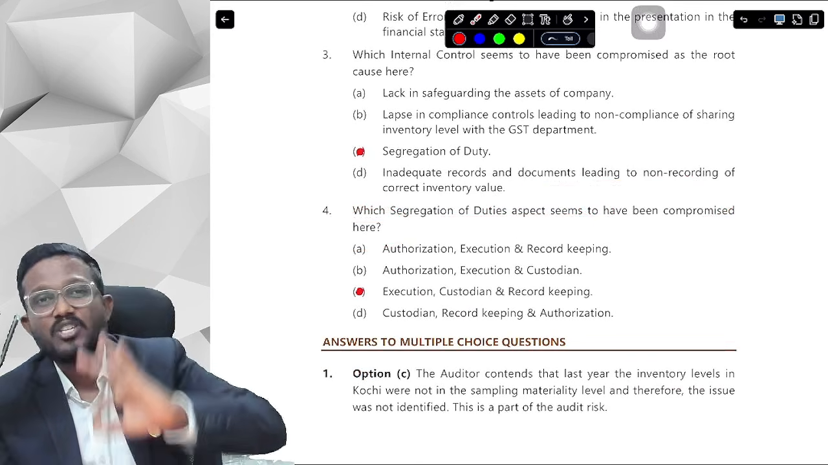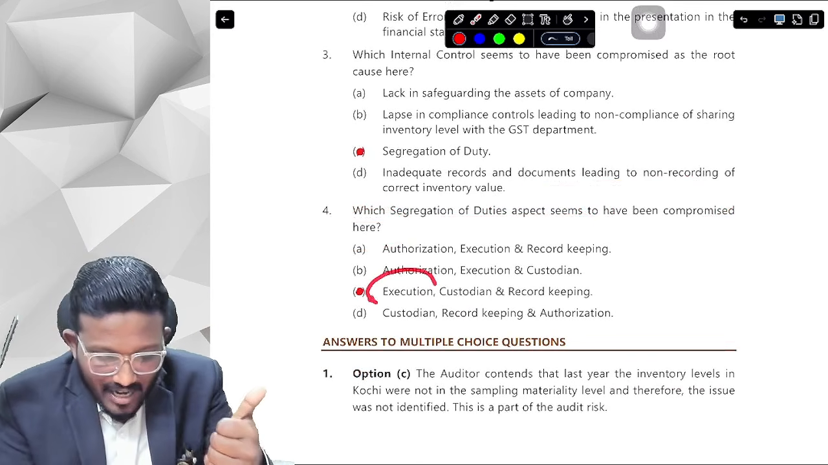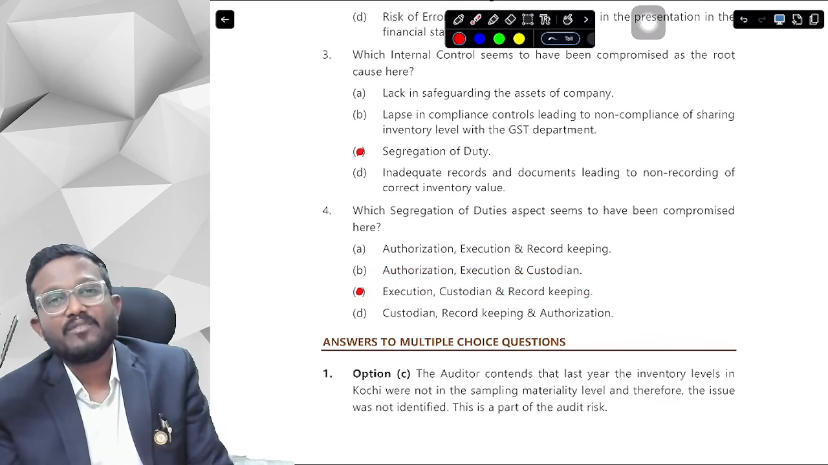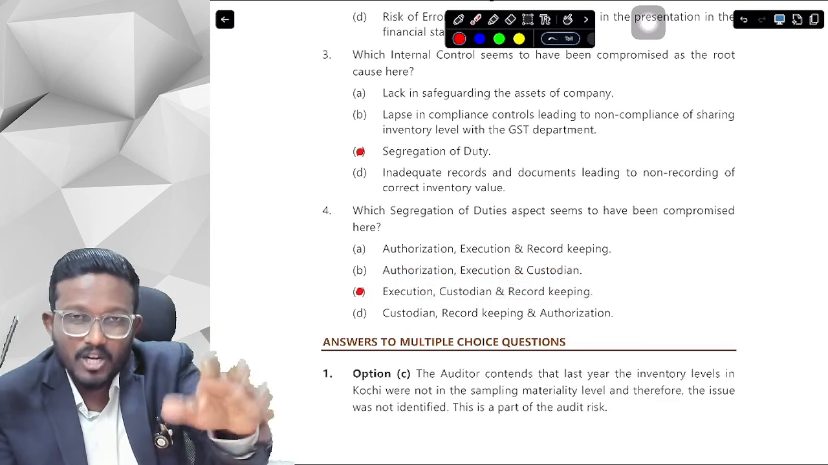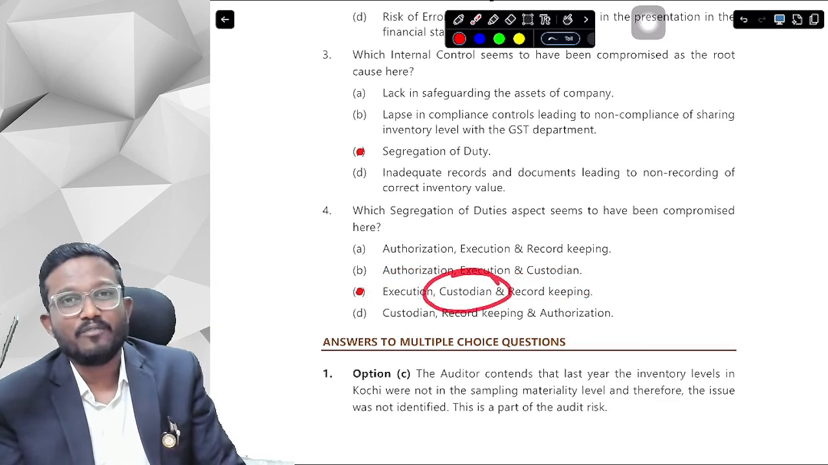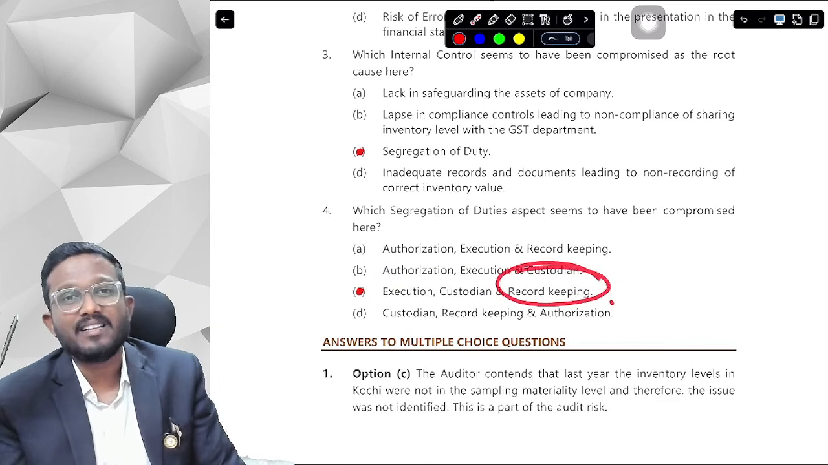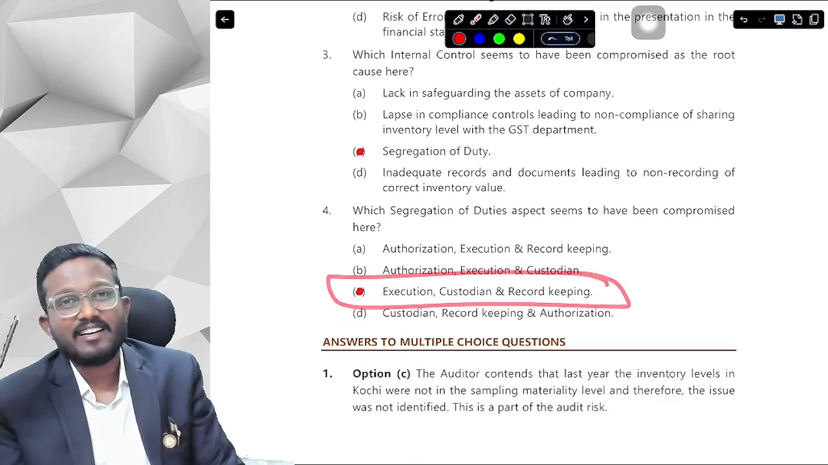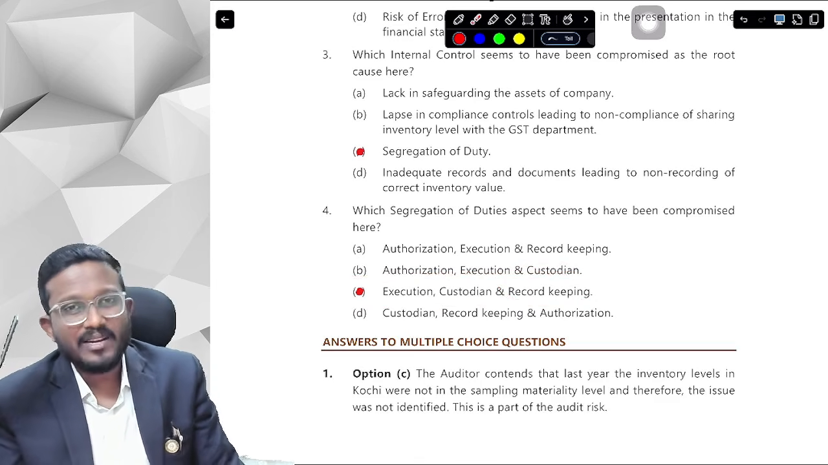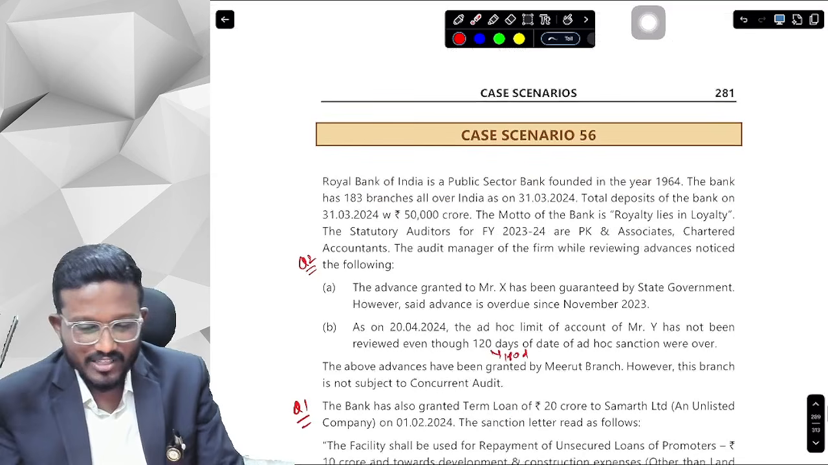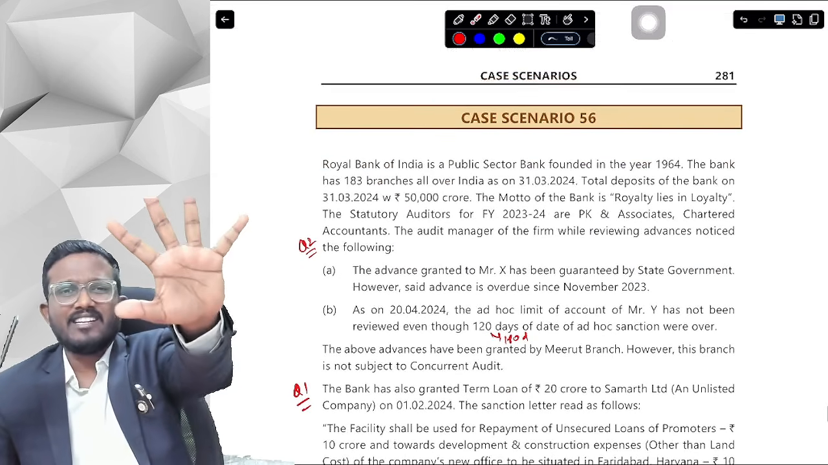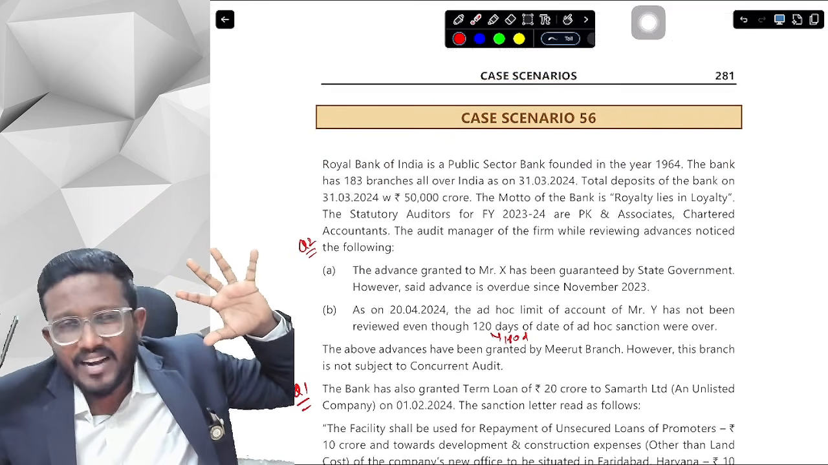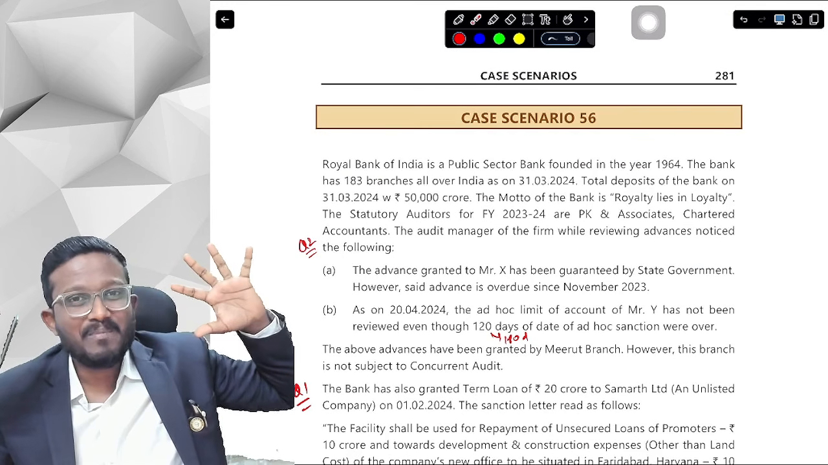Here three segregation of duty aspects seem to be compromised: execution, custody and record keeping, because here the warehouse keeper himself is responsible for execution of the transaction, for keeping the custody of the inventory, and for keeping the record of sales and everything as well. So these three aspects of segregation of duties have been compromised. Okay, yes sir, this was your case scenario number 55. Last 5 case scenarios left and we will be done with 60 case scenarios in a very detailed, effective and crisp manner. Okay, yes sir.